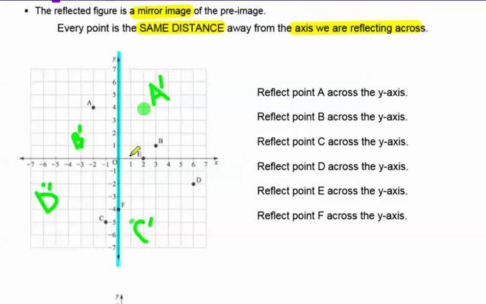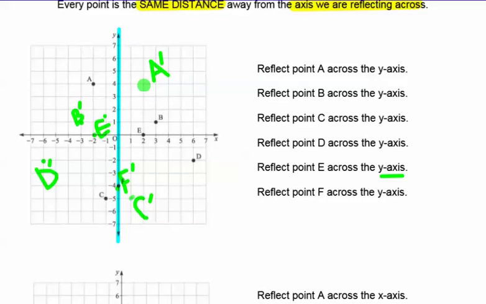Hopefully you're not writing as big as I am. Next, E. Well, E is 2 units away from the y-axis, because again, we're doing a reflection over y. So it's going to be 2 units away from y on the other side. And we call that E prime. And then last, we have F. How far away is F from the y-axis? It's on it. So it's no units away. It's going to stay exactly where it is, and we're going to call that F prime.